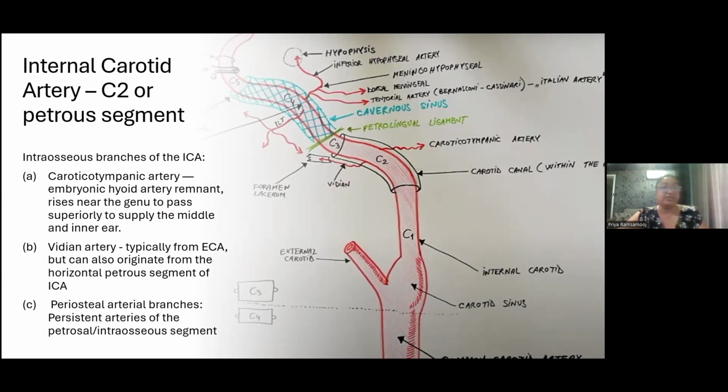And lastly, as a branch of C2 or the petrous segment, we have periosteal arterial branches, which are persistent arteries of the petrosal or the intraosseous segment. And the two that tend to originate from C2 are the persistent stapedial artery and the otic artery.